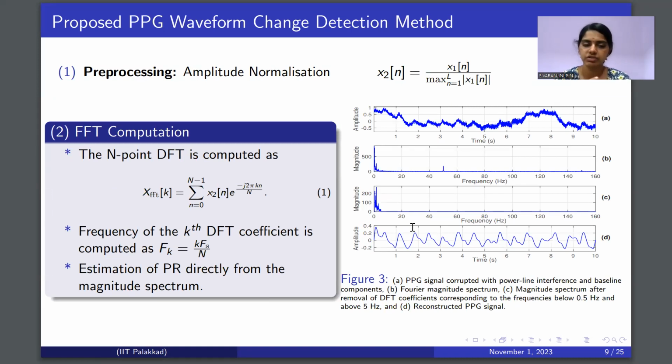The first step, which is the pre-processing step, includes the amplitude normalization, where we are normalizing the PPG signals into a uniform scale of -1 to 1. In the next step, we are finding the FFT, or we are computing the DFT using the fast Fourier transform approach.